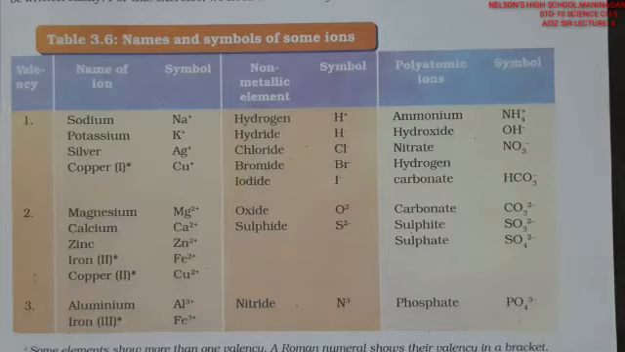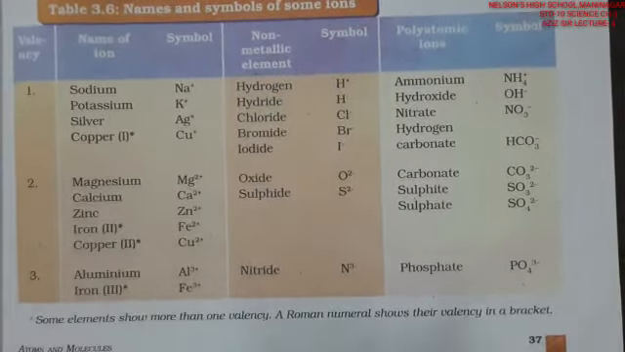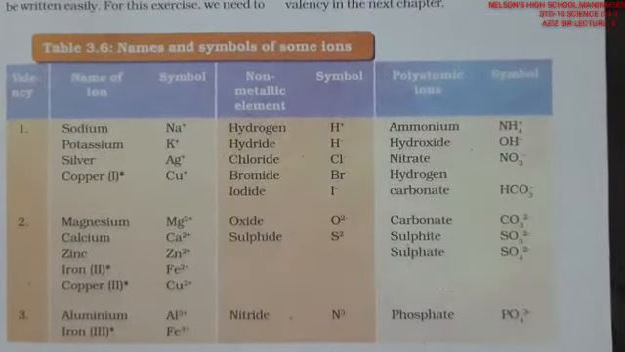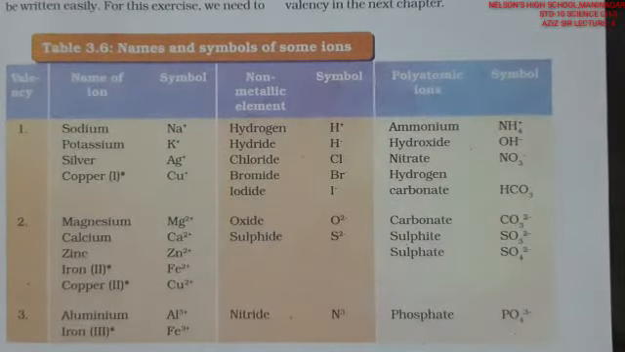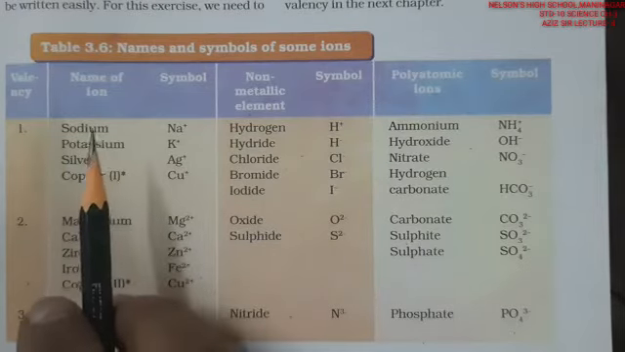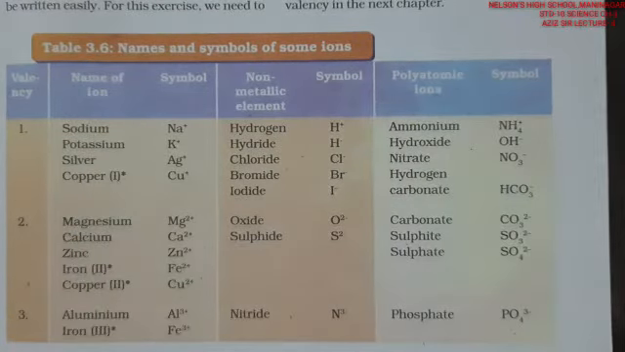Right, that is their ionic stage. Now in their ionic stage we have been given a chart in our textbook itself on page number 37. On this page number 37, you may see this particular chart, table 3.6, that you need to learn. These are the names of the ions that are supposed to be learned.